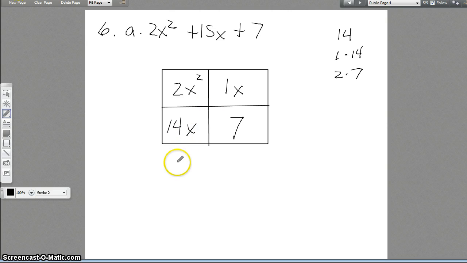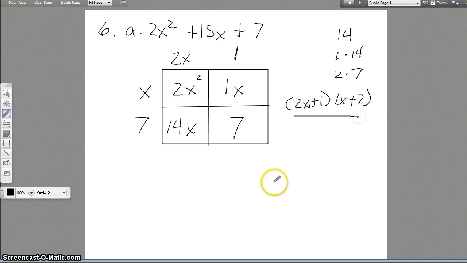Now for each row in each column, we find the greatest common factor. In this first row, our greatest common factor is just an x. In our second row, the greatest common factor is a 7 because 7 times 2x is 14x and 7 times 1 is 7. In our first column, our greatest common factor is 2x because 2x times x is 2x squared and 2x times 7 is 14x. In our second column, our greatest common factor is 1 because 1 times x is 1x and 1 times 7 is 7. So to factor this out, we would write 2x plus 1 times x plus 7.